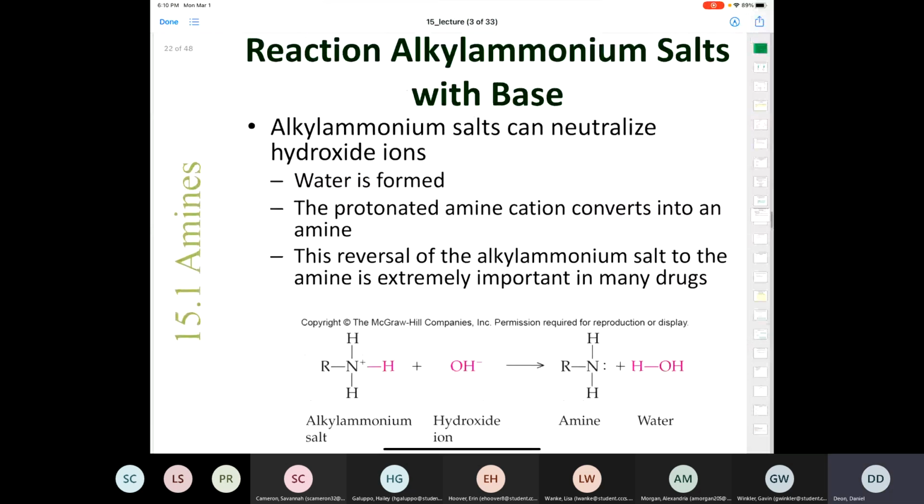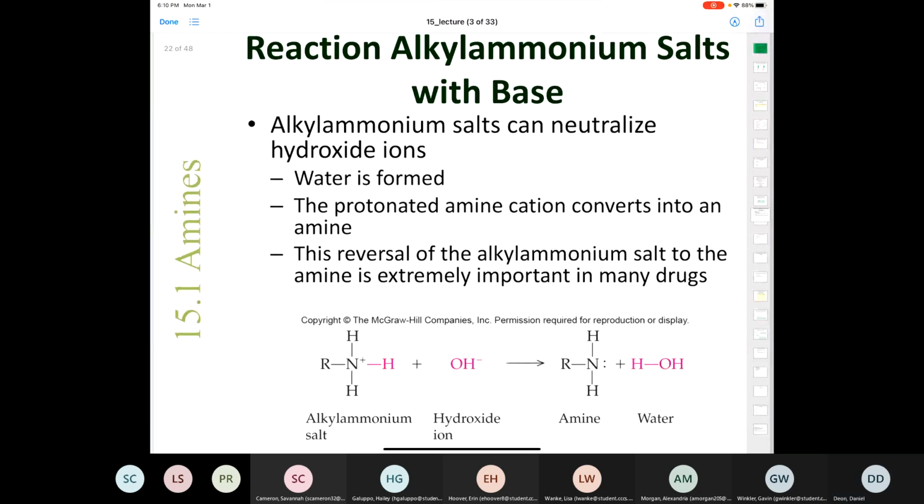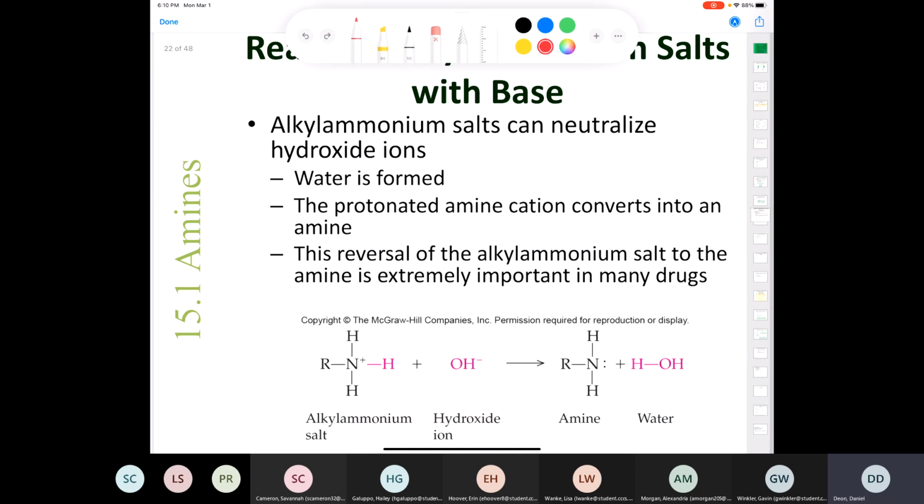Now, what can you do with an alkyl ammonium salt? You can neutralize an alkyl ammonium salt with a hydroxide ion. And the reason why you can do that is because an alkyl ammonium salt is, in fact, a weak acid. So it's a weak acid. That means it can donate a proton, right? Because acids donate H plus.